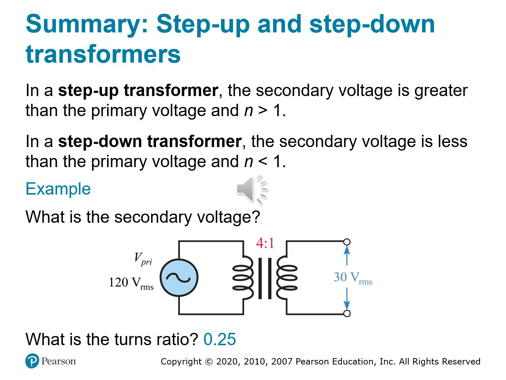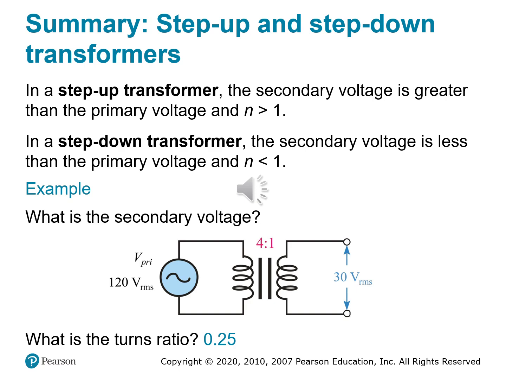A step up transformer increases voltage. That means the secondary voltage is greater than the primary, and that also means that the turns ratio N is greater than 1. You'll find these in applications like high voltage transmission lines, CRTs, and in some audio preamps.